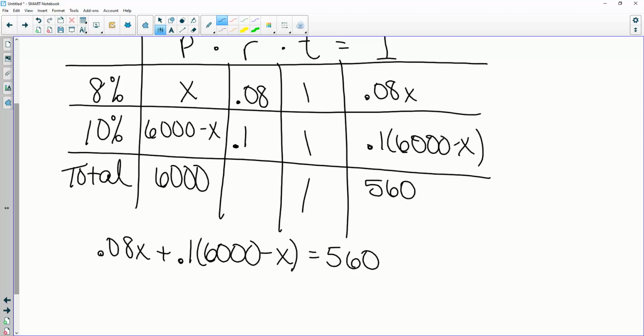And could you guys finish it from there? And if I get, let's say X equals 4,000, does that mean you put 4,000 in each one? No, it means you put $4,000 at 8% and $2,000 at 10%. So you have to look back at that table when you go to write your sentence.